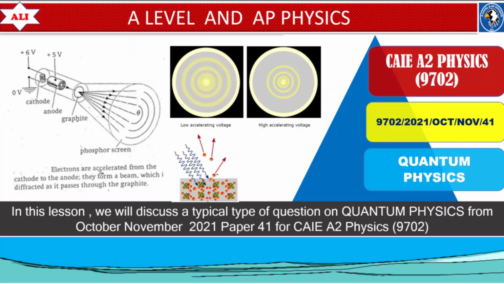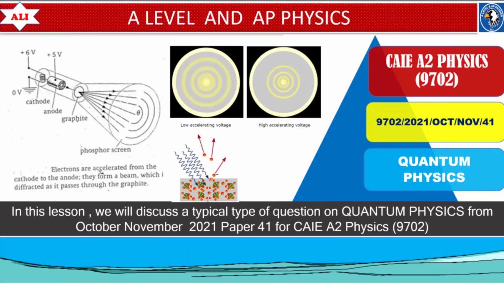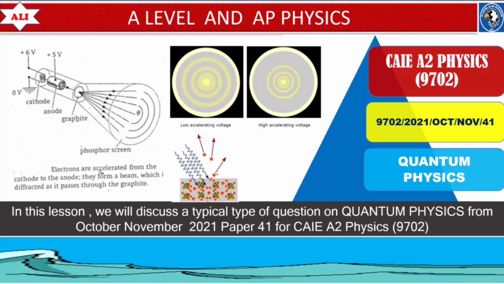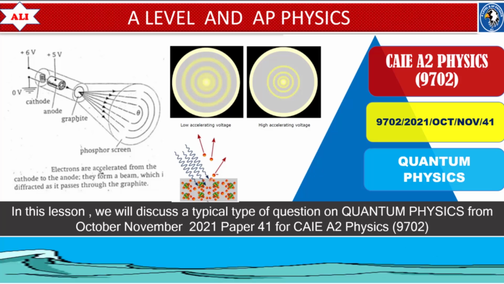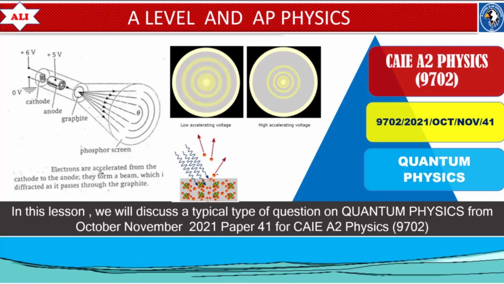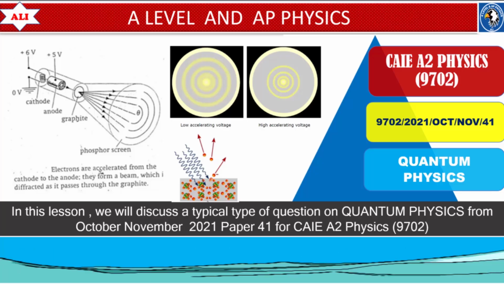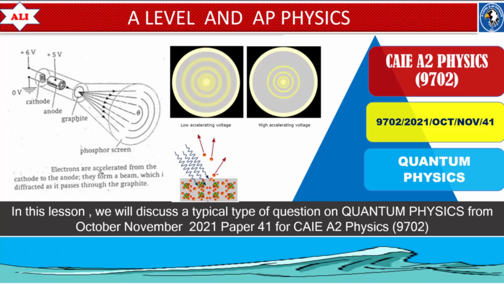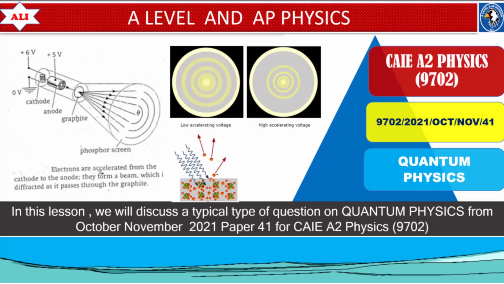Welcome to A-Level and AP Physics. In today's lesson, we will discuss one very important past paper question on quantum physics from October-November 2021, paper 4, variant 1. I say this question is very important because the concepts we will discuss in today's class are most frequently asked in past papers. So understanding today's lesson is very important to understand quantum physics and to answer questions in your exam.